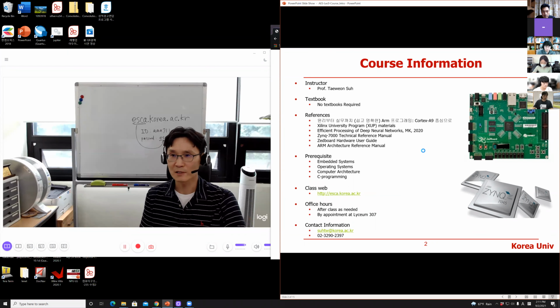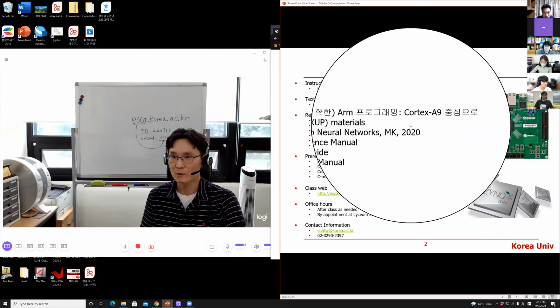First things first, there is no textbook in this class, but we are going to use these materials as references. The first one is the book I wrote. This is about ARM programming, focusing on Cortex-A9.